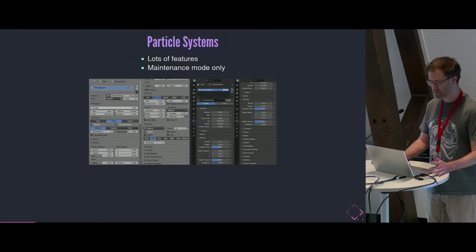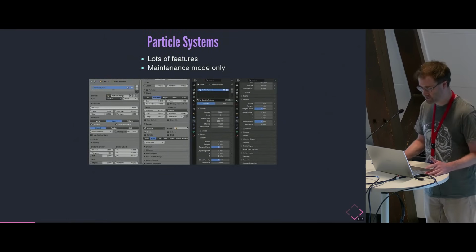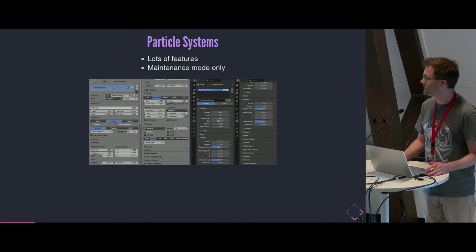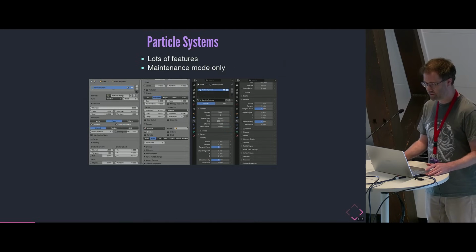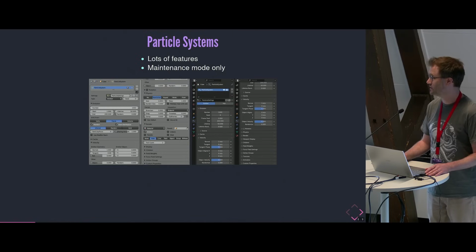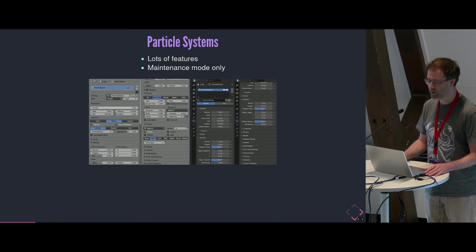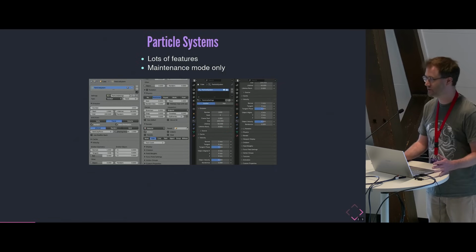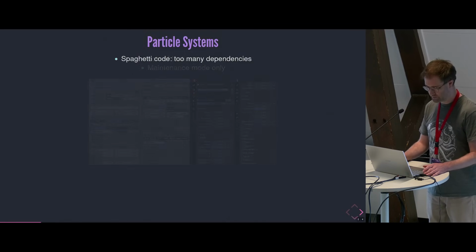The old particle system has a lot of features, but they are in maintenance mode only for about 10 years now. The left side here is a screenshot from Blender 2.75, and the right side is current main Blender 5.0, and it has virtually not changed. So that is one of the reasons we want to replace the system. It's just incredibly difficult to modify and improve on.